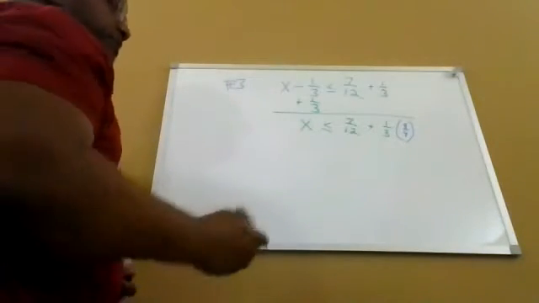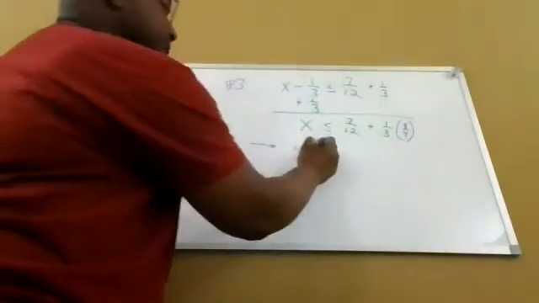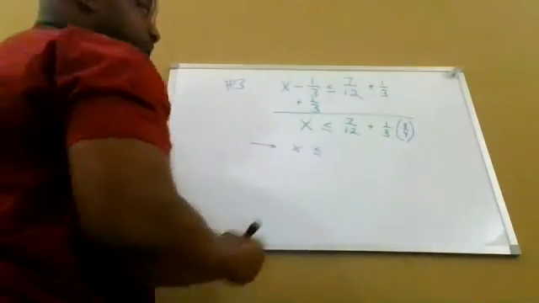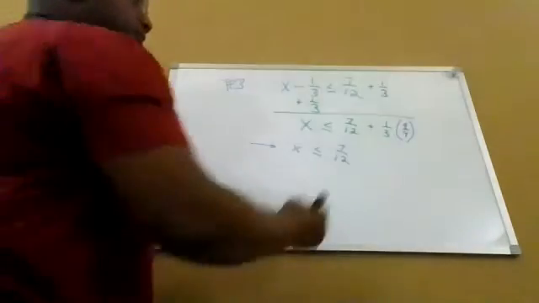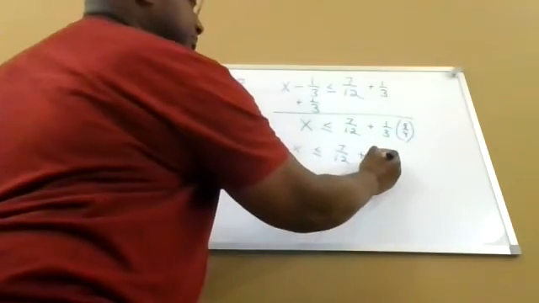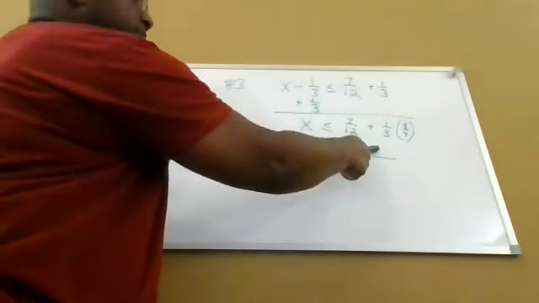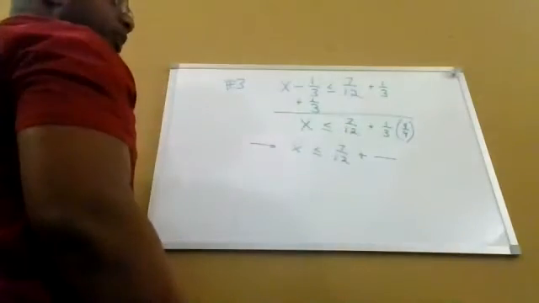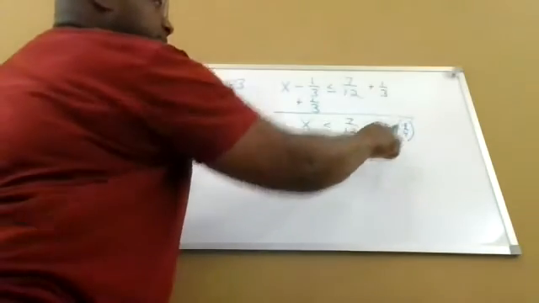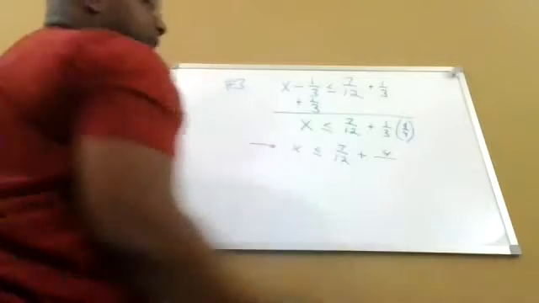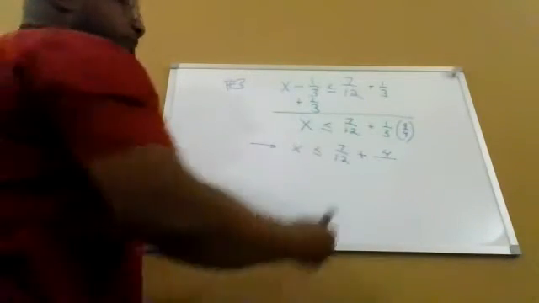And now what that gives me is this. It gives me x less than or equal to 7/12 plus, for this fraction, and for my numerator, I multiply 1 times 4 to give me 4. I multiply my denominators to get 3 times 4 to equal 12.